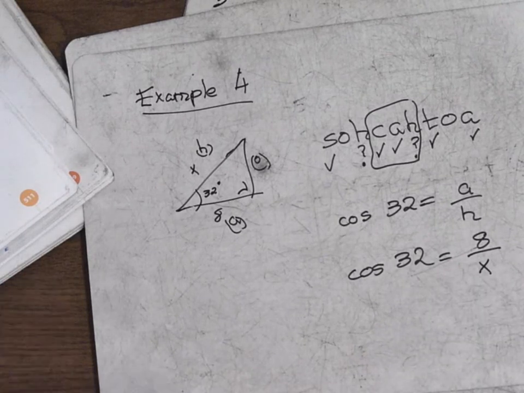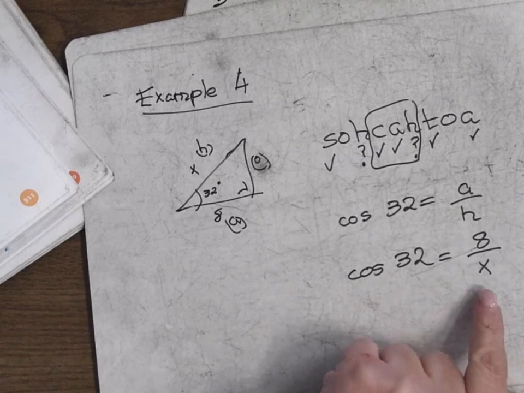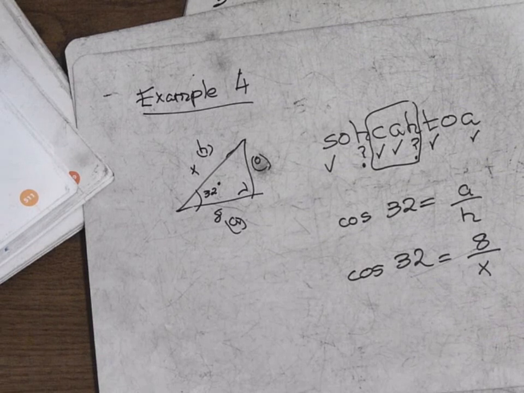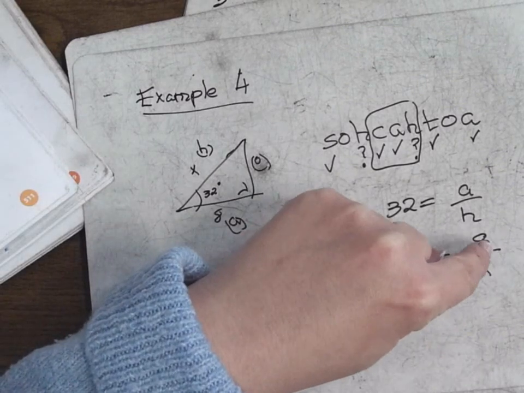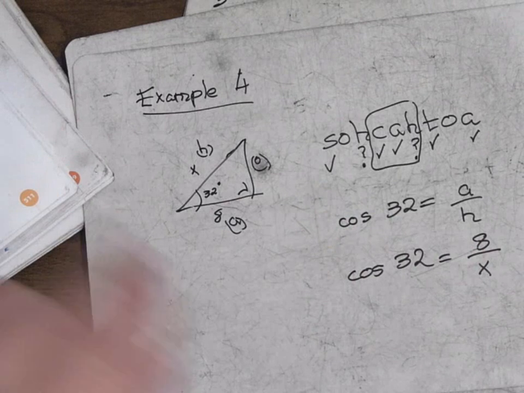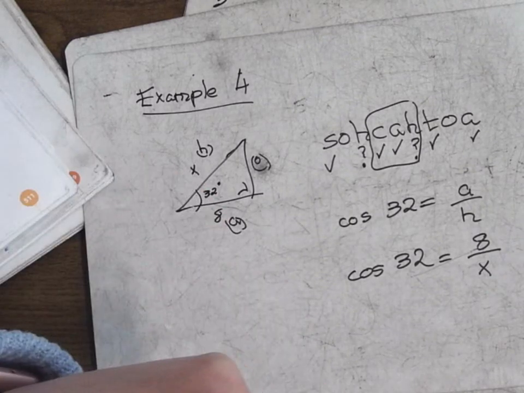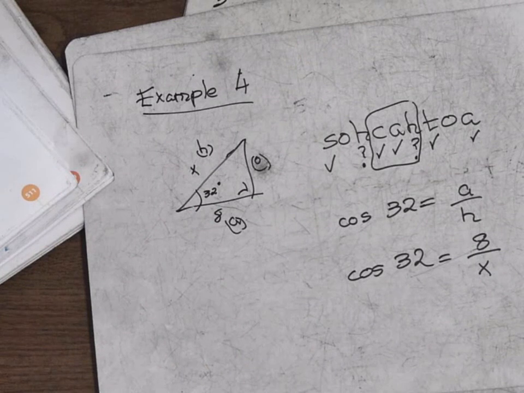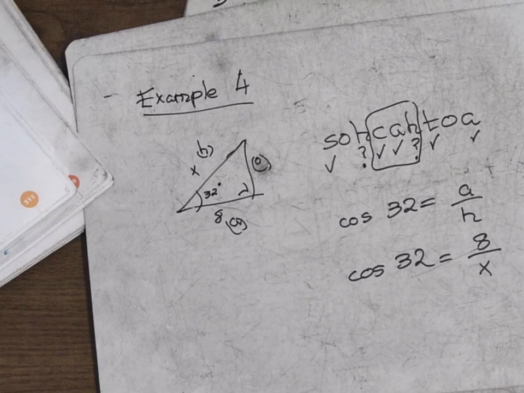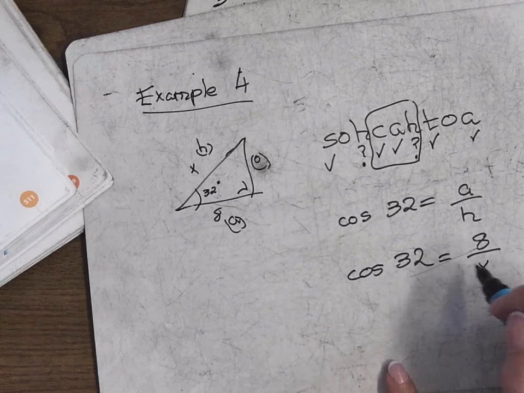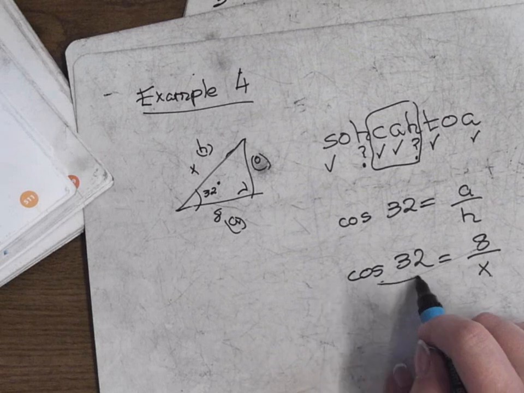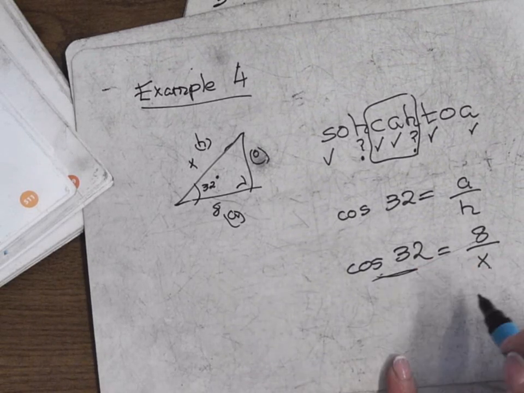Now, this example is different to the ones we've been doing. Why? The x is underneath the line. In all the other examples, the x was always on top of the line. When the x is on top of the line, you cross multiply, right? Now, when the x is below the line, you can cross multiply, but you'll end up dividing again, okay? So here's the shortcut when the x is under the line. When the x is under the line, just swap it with what's over here. See what's over here? Cos 32. So swap the x and the cos 32.